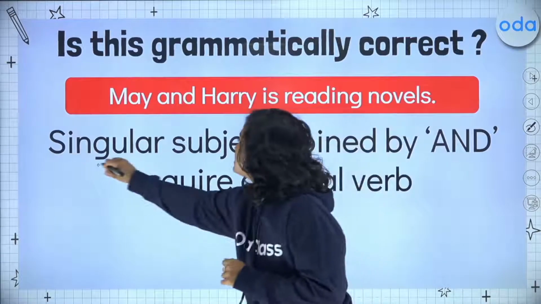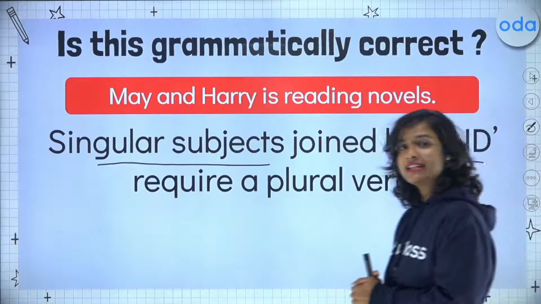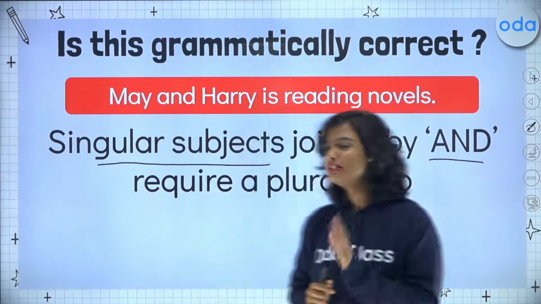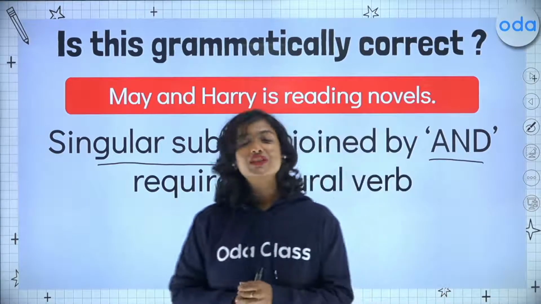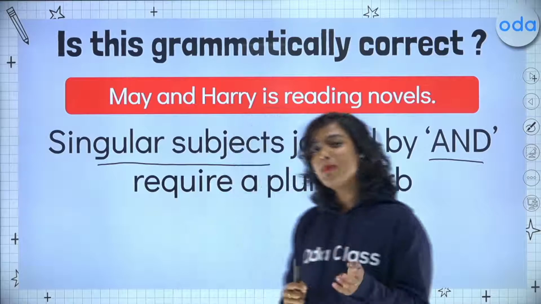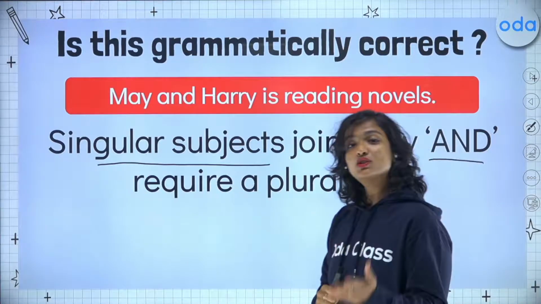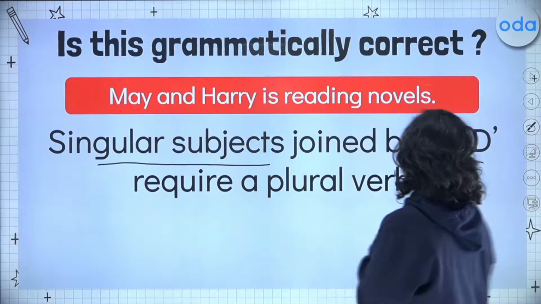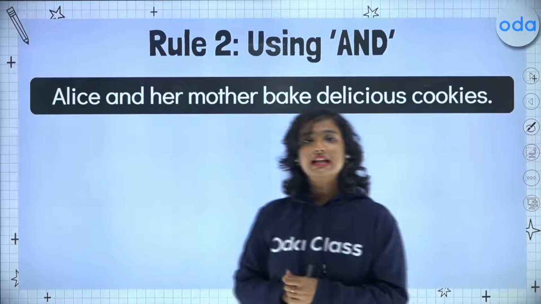So notice here, singular subjects joined by the word and take the plural form of the verb. Students, if you're wondering what and is, we have done that in a previous video on conjunctions. So you can go back and watch that. But for now, let's focus on this. Singular subjects, when joined by the word and, will always take a plural verb. So let's take one more example to understand this.